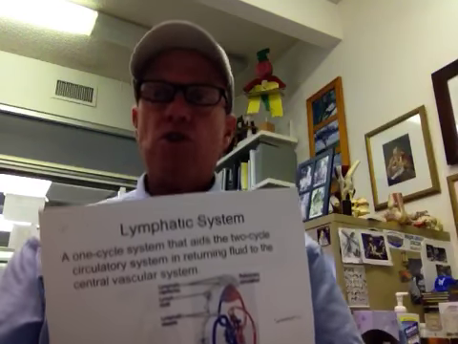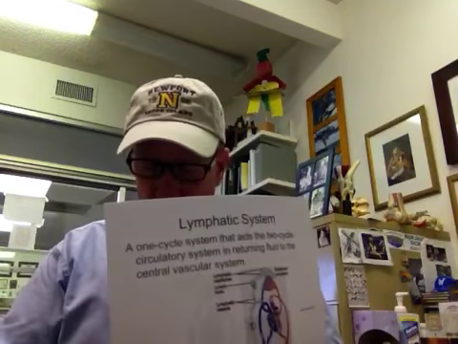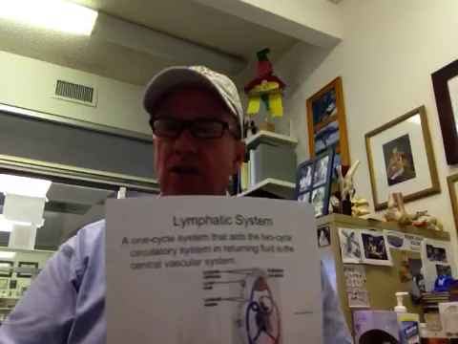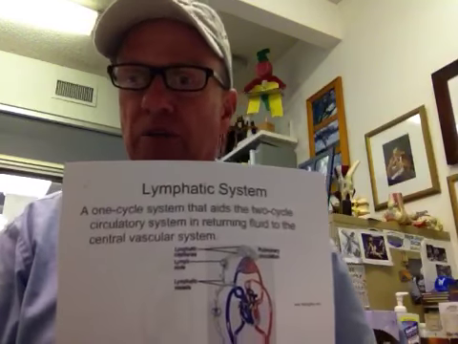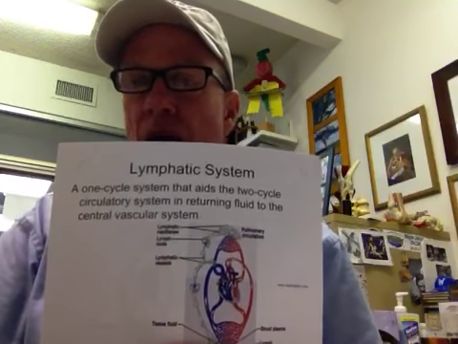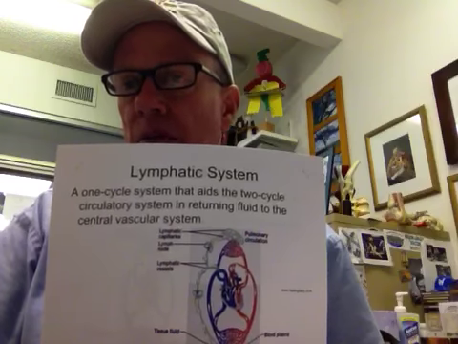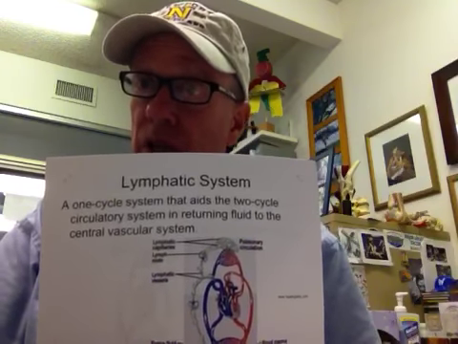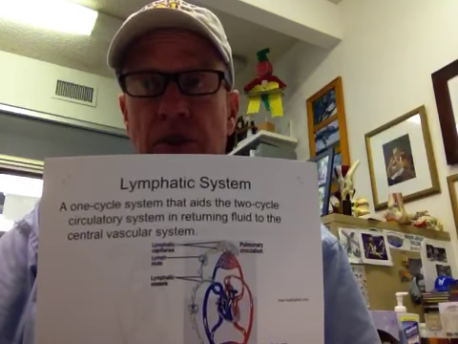Lymph is tissue fluid. It's fluid that's outside of the vascular system. Tissue fluid, lymph are synonyms. And we can live with a faulty lymph system, but if we have a faulty lymph system, the quality of life will be challenged.